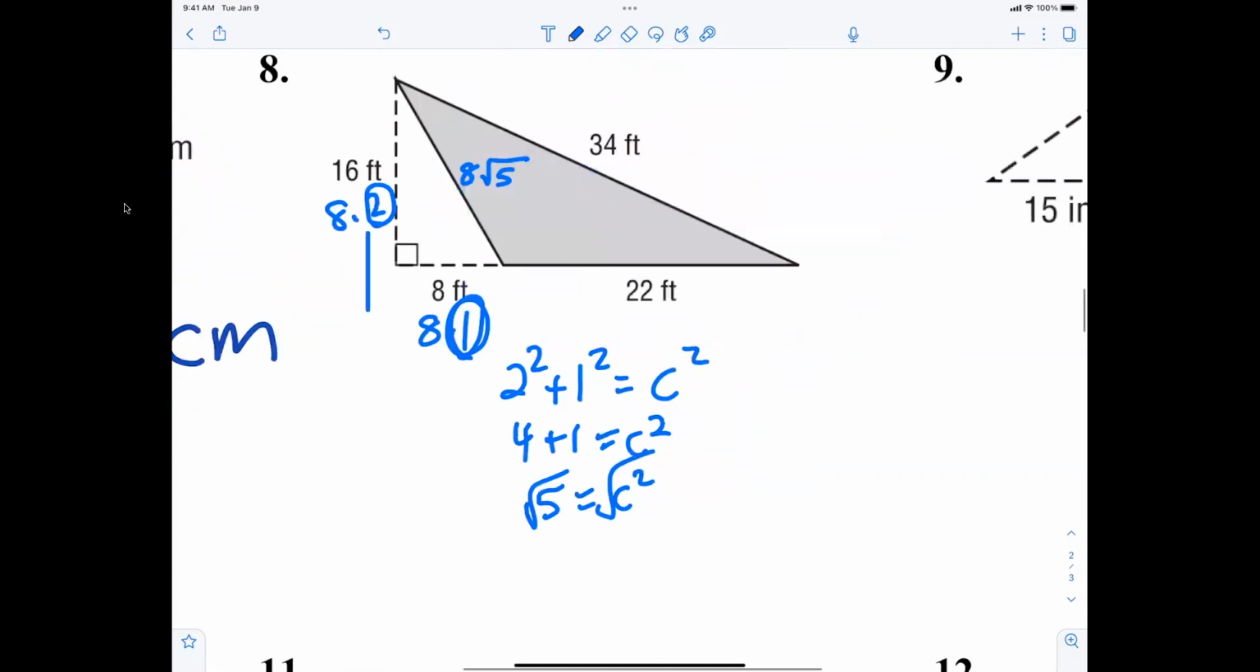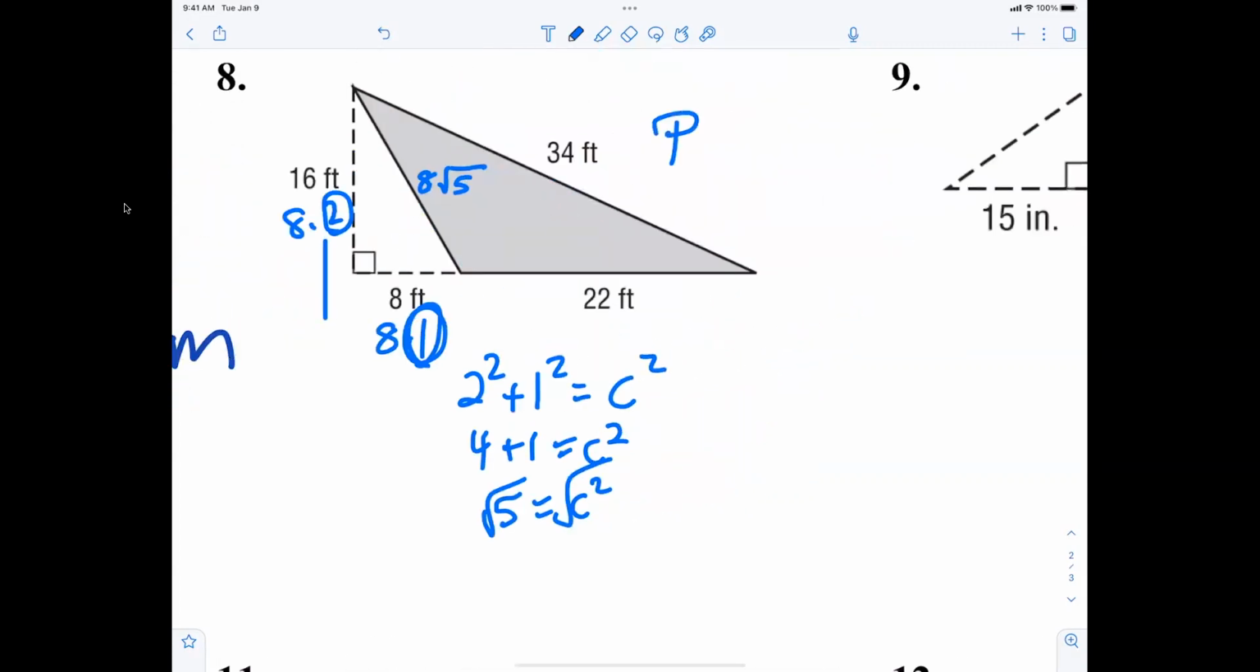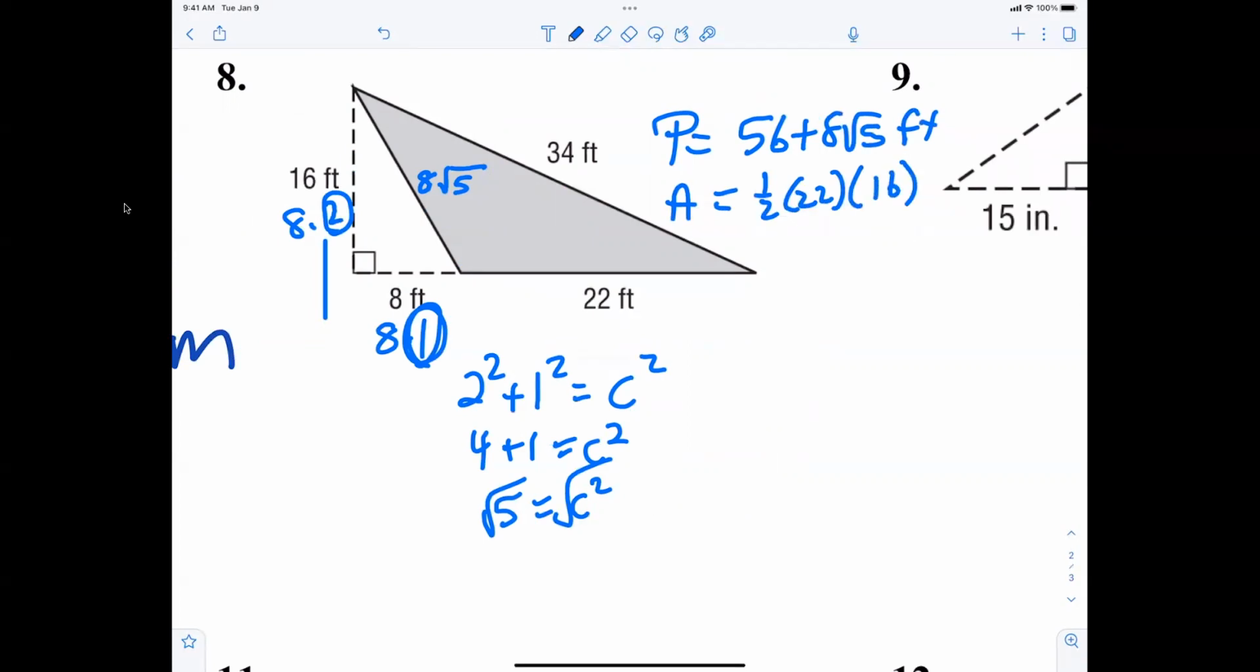So now we're going to say the perimeter is what? 56 plus 8 radical 5 feet. All right, now here's the area problem. Area, what's the base? And what's the height? Beautiful. If you don't understand the base and the height, let me know.